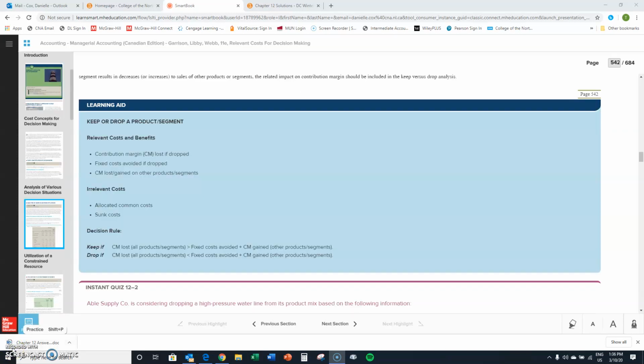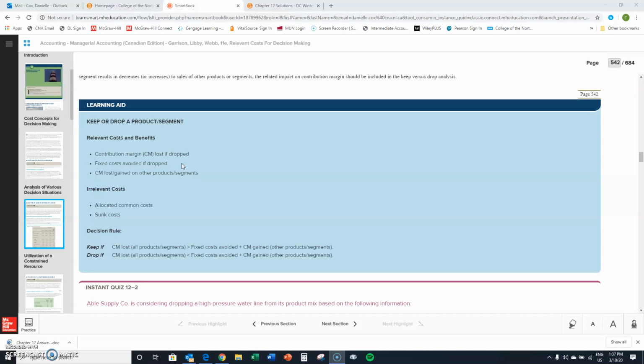Okay, so moving on to the next section. I'm just going to take a look at the learning aid. So here we're looking at keeping or dropping a product segment. Relevant things that need to be taken into consideration are the contribution margin that is lost if that product or segment is dropped. Also, fixed costs that could be avoided if that product or segment is lost.